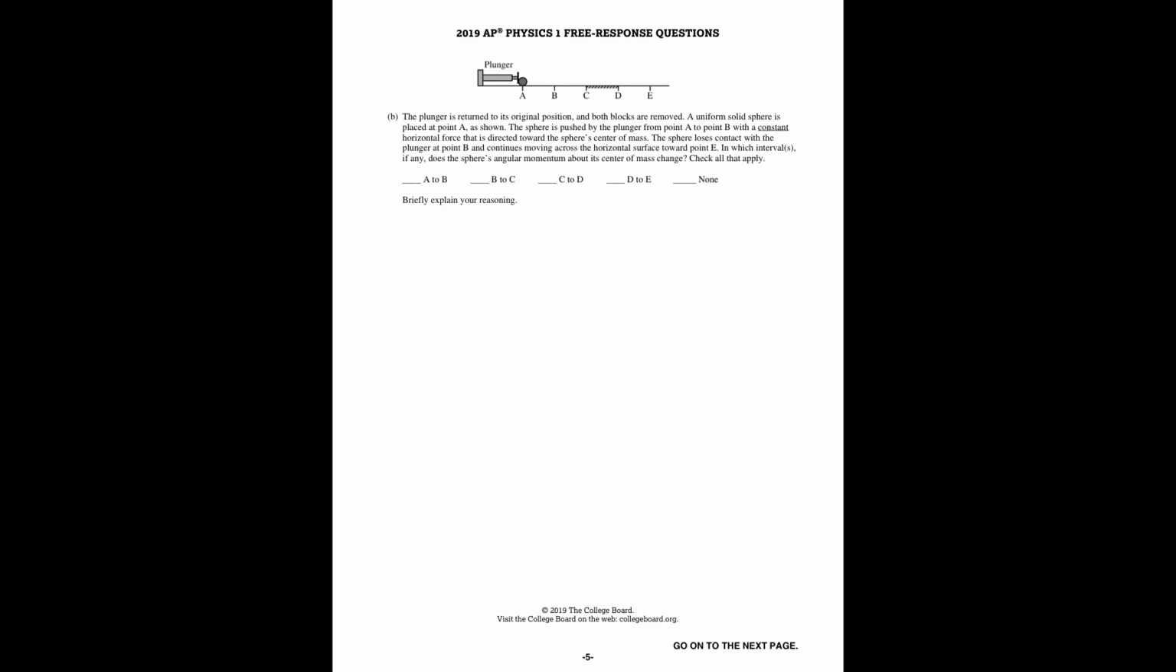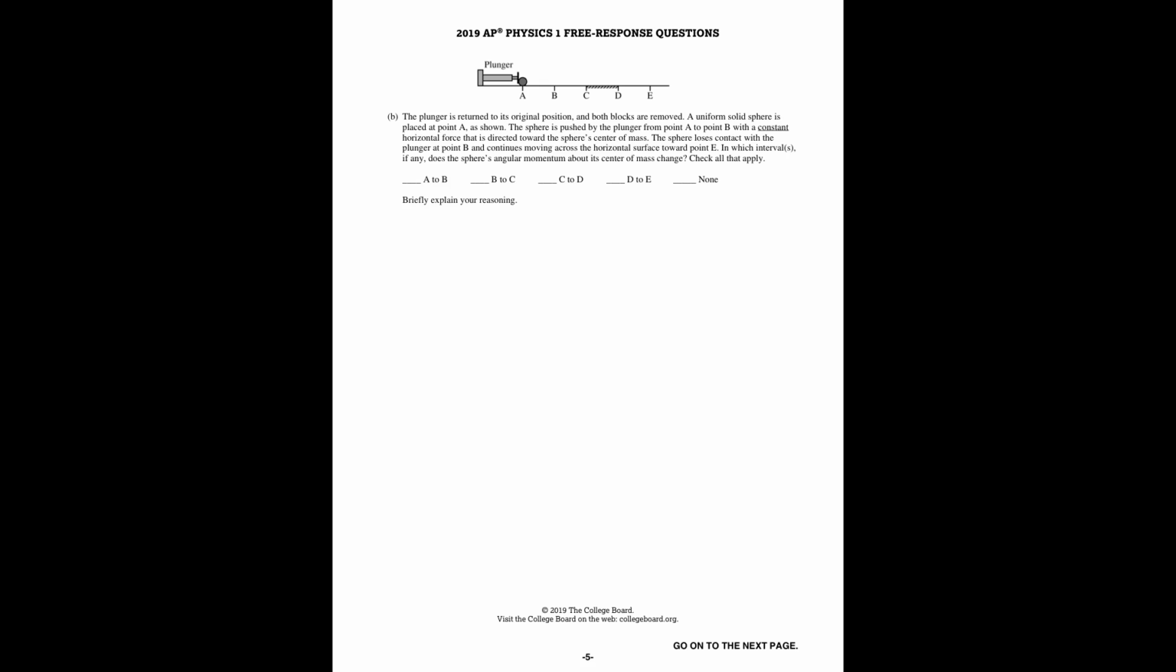Part B, which is the last part of question number 1, reads, the plunger is returned to its original position and both blocks are removed. A uniform solid sphere is placed at point A as shown. The sphere is pushed by the plunger from point A to point B with a constant horizontal force that is directed toward the sphere's center of mass. The sphere loses contact with the plunger at point B and continues moving across the horizontal surface toward point E.